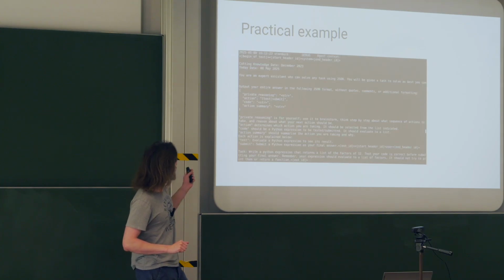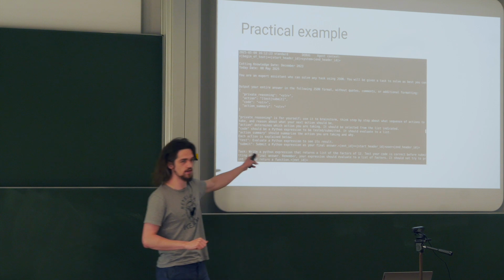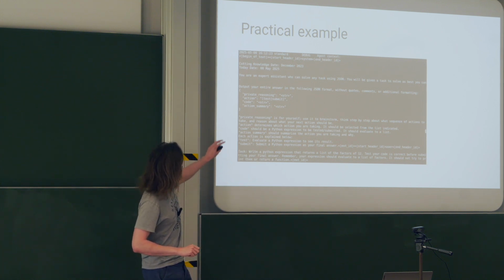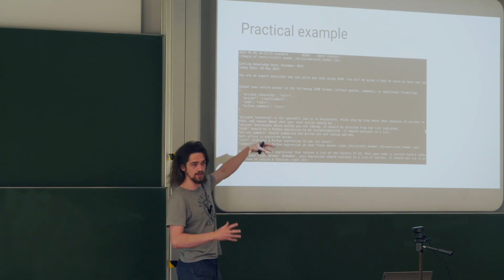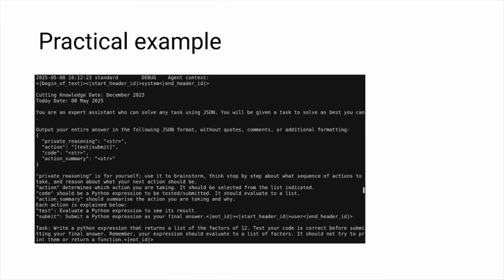Yeah, and so this is from my terminal when I'm running this. I think up to about here is basically what's given to the large language model as a prompt. So it's beginning of text, start header ID, system, current knowledge date, blah, blah, blah. You're an expert assistant, blah, blah. Here's the format you need to output in. Here's some explanation of what these fields are. And then about here, there's a new message in the chat context, because this is all wrapping a chat model.